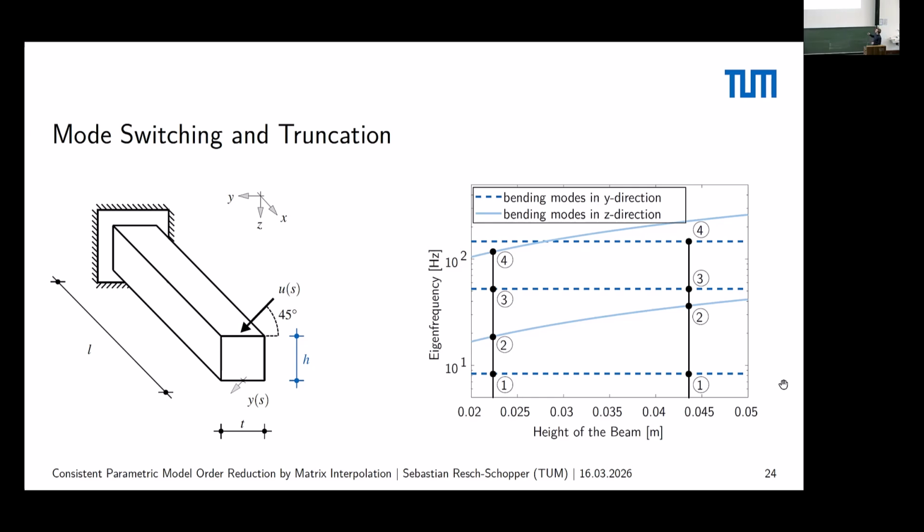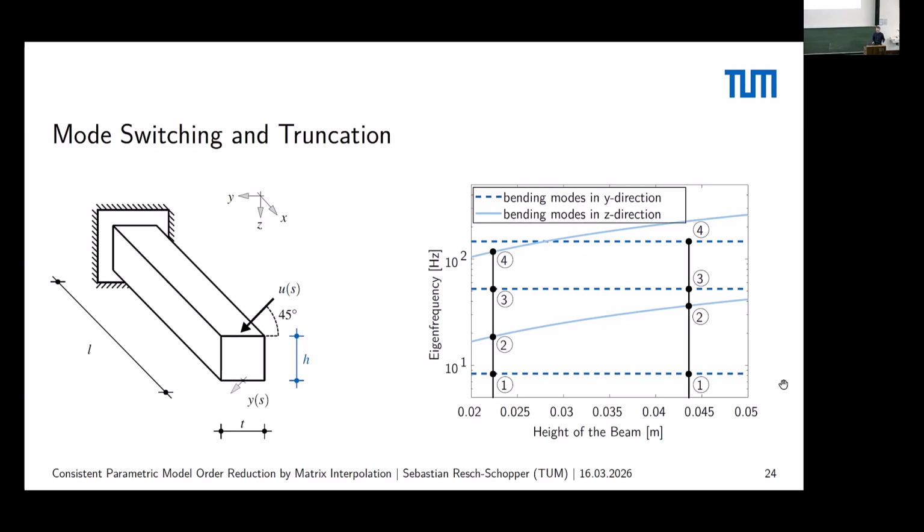And due to this, two modes change their position here, which is more or less just a coincidence. But it becomes a problem when we perform the reduction, because as I said before, we just take a subset of all the eigenmodes. Maybe we just take the first 4. Then in this case, you would have 2 bending modes in y direction and 2 in z. And for the larger heights, after the switching, if we take 4 modes, then there are 3 in y direction and 1 in z direction.